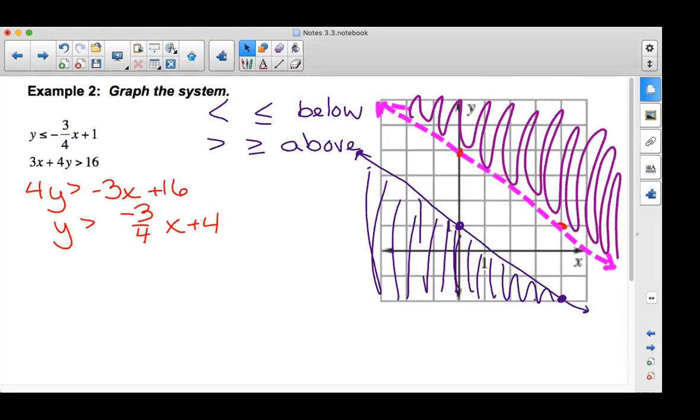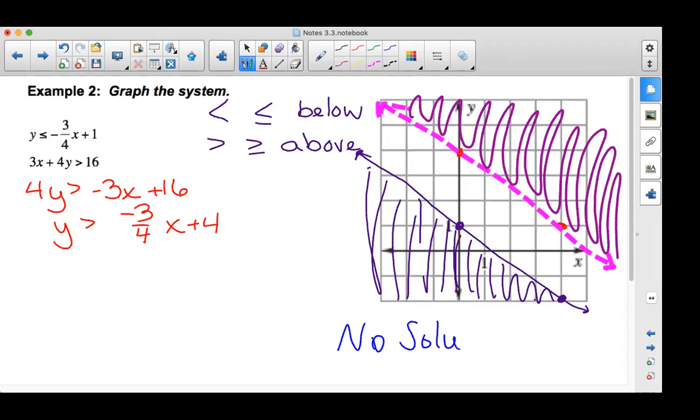So the solution is supposed to be the overlapping region of the system. What is the solution? What area do I darken? Jaden? No solution? Yeah, why isn't there any solution? Because there's no point where they overlap. Excellent. There is no solution because there is no region where the lines are overlapping or the shaded areas are overlapping. So in this case, you do write a solution.